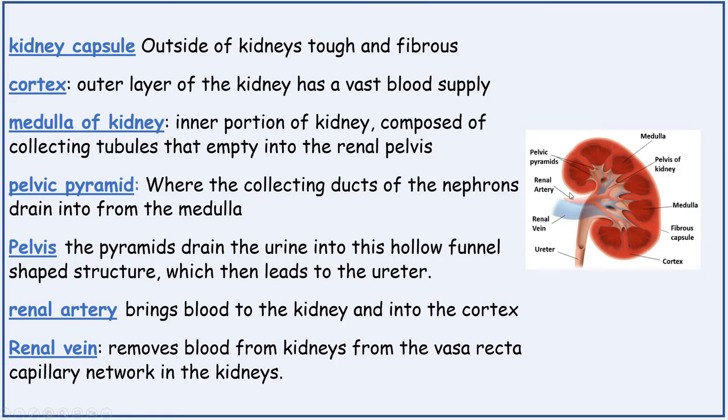The renal artery brings blood to the kidney and into the cortex, and the renal vein removes blood from the kidney from the vasa recta capillary network in the kidneys.